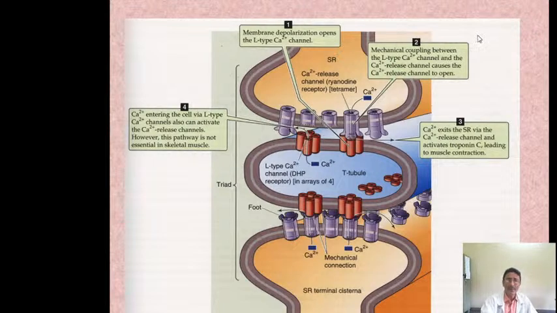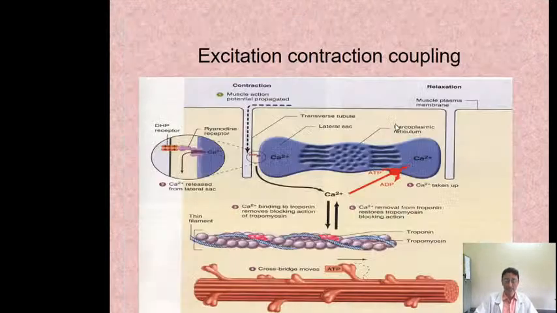You will find that the steps are given here, 1, 2, 3, 4. This is the triad. Here you will find that the action potential is entering into the T tubule and going into the surrounding sarcoplasmic reticulum. I will explain it on the other slide.